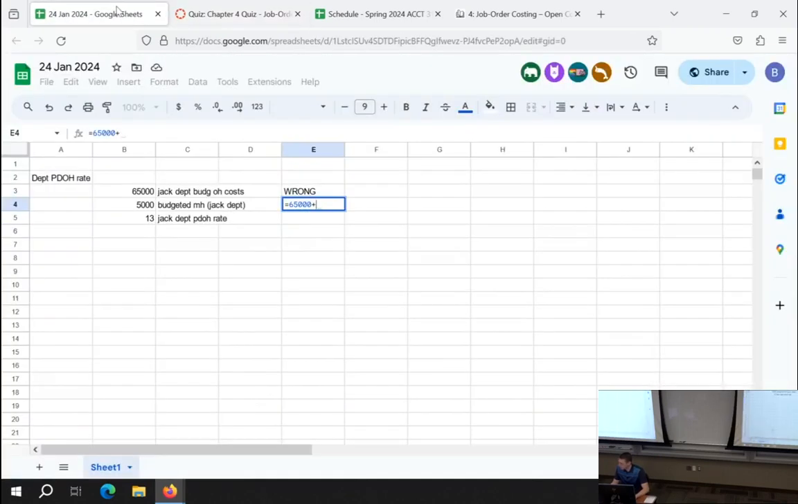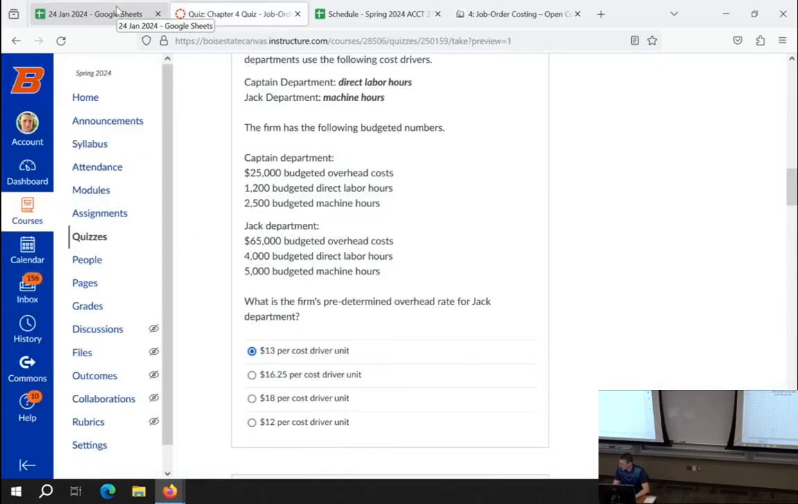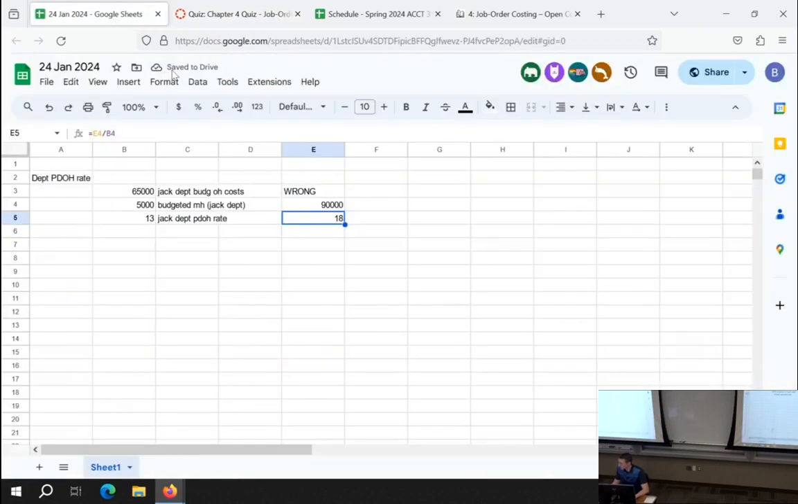The two, and then divide that by the 5,000. We get 18. Oh, that's one of the distractors.